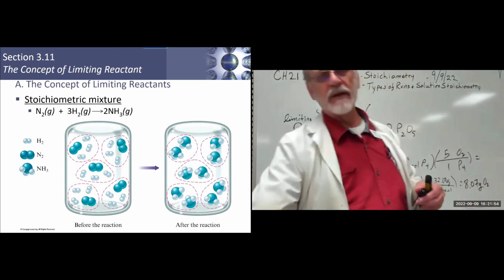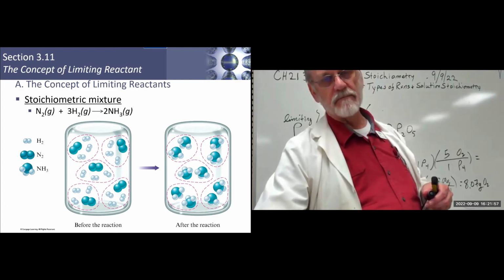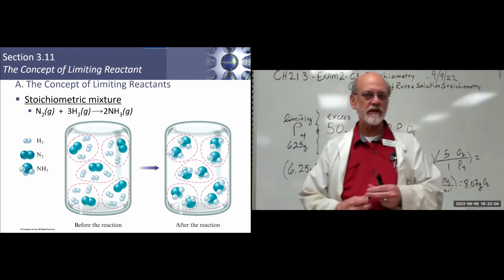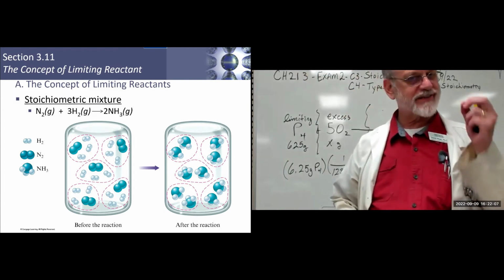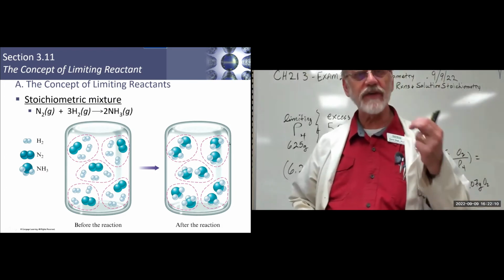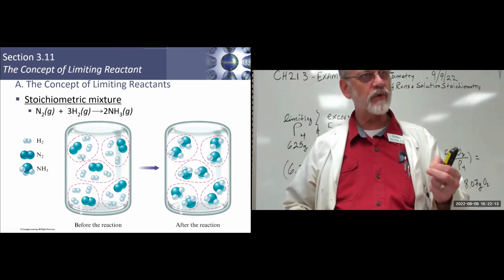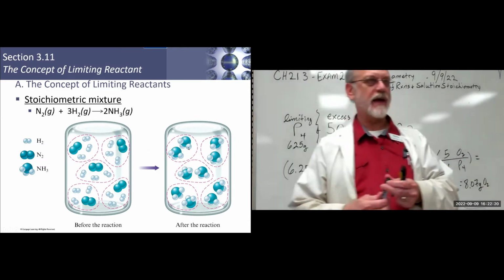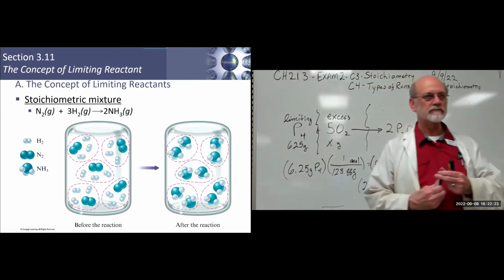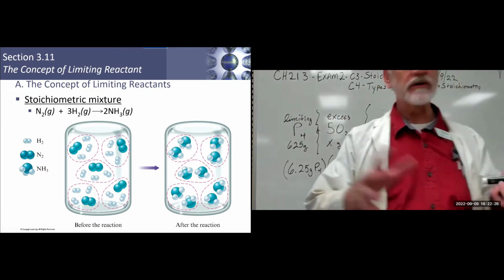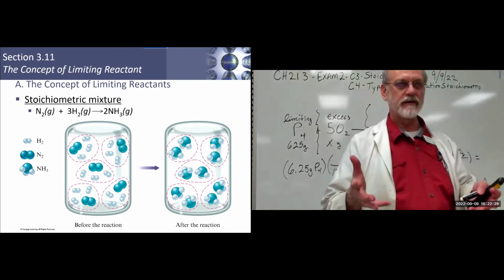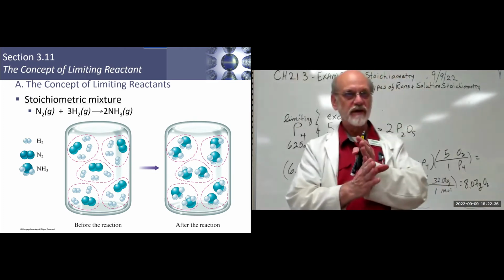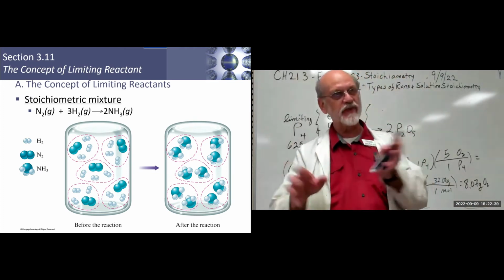This is an artist's rendition. In this reaction, nitrogen and hydrogen make ammonia. This is a stoichiometric mixture, which simply means that you've got just exactly the right number of molecules of H2 to react with just the right number of nitrogens to make ammonia. There are no leftovers. That never happens. This is purely theoretical. In the lab, when you're measuring out these reactants, there's always error, and one of them is going to be limiting. So the stoichiometric mixture is a starting point, and you move to the excess or limiting from there.